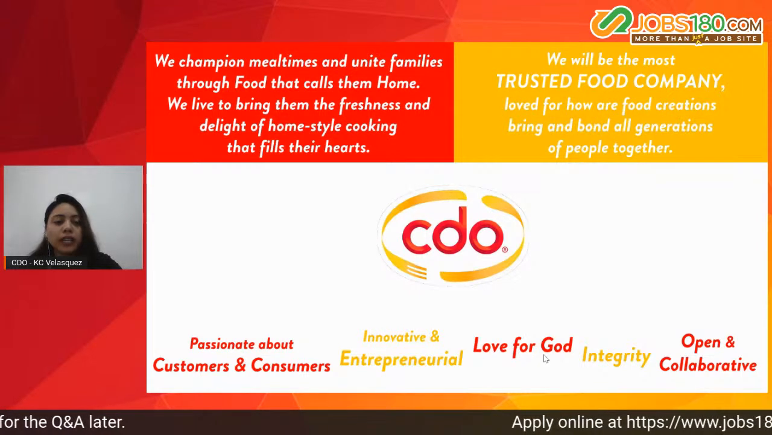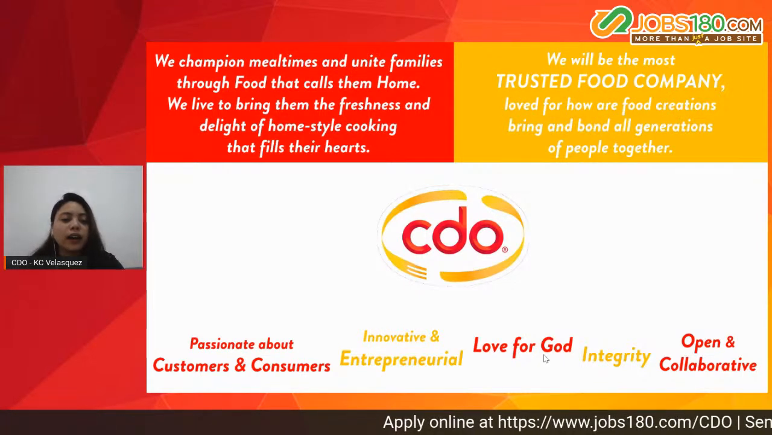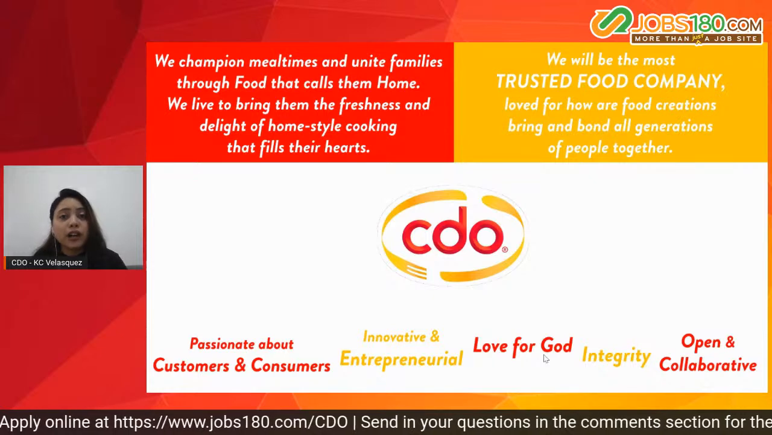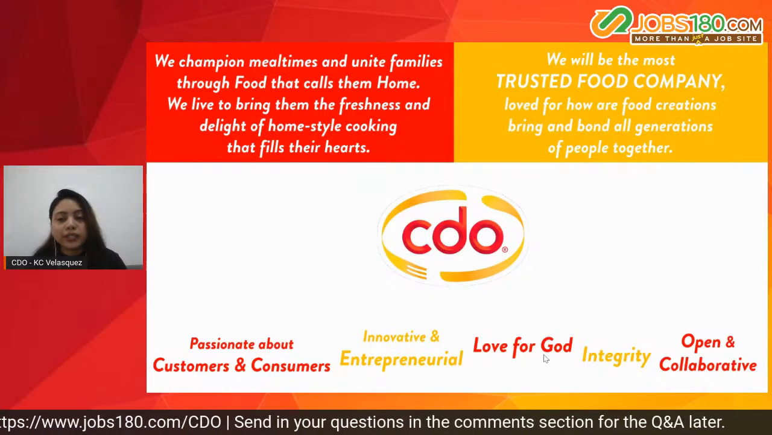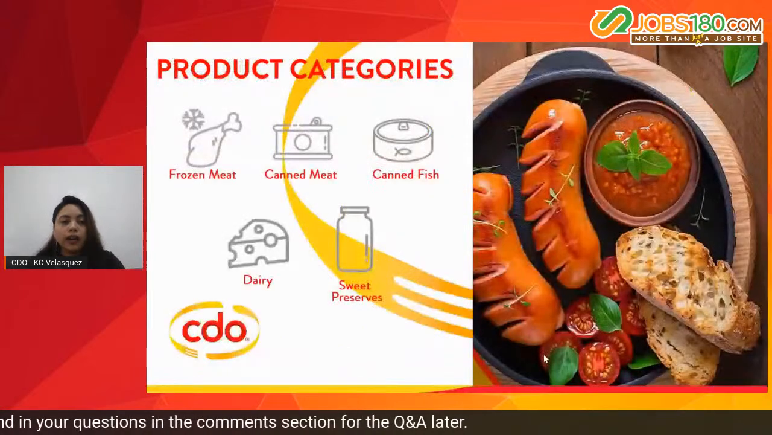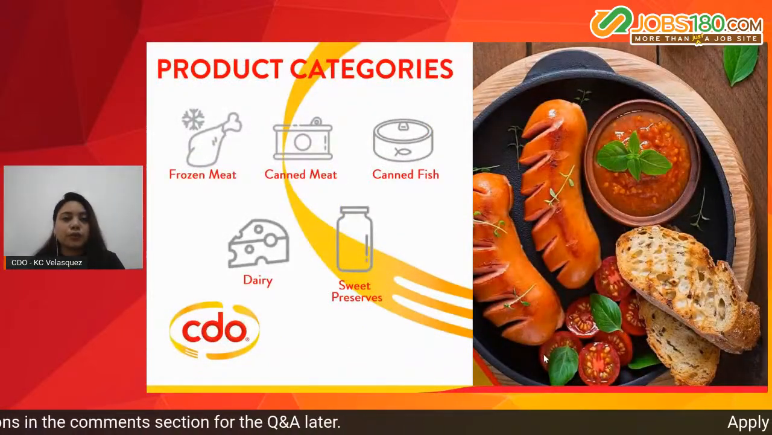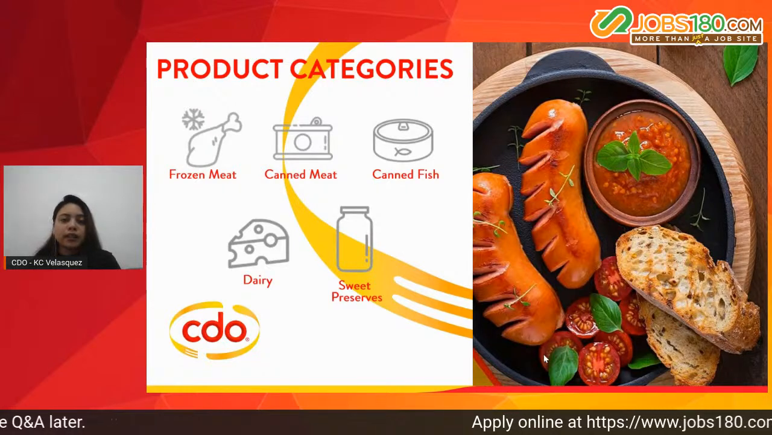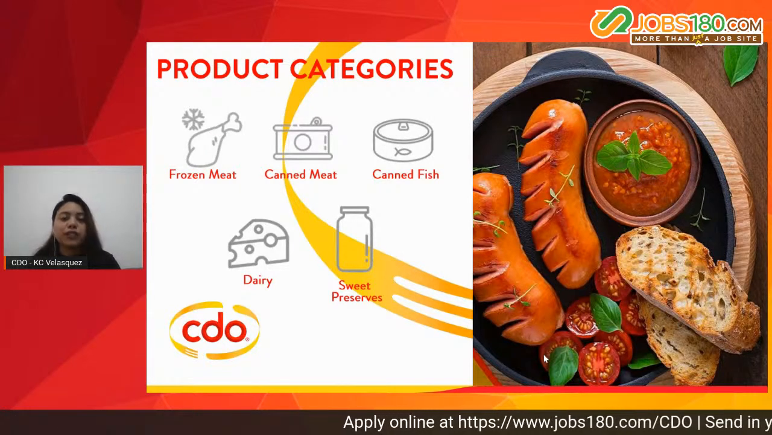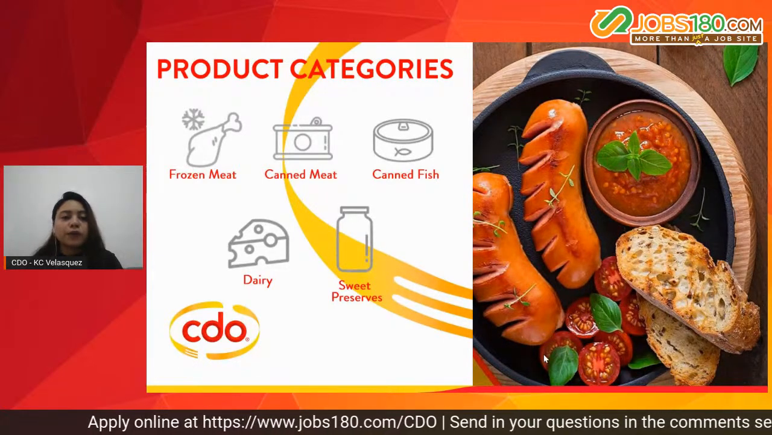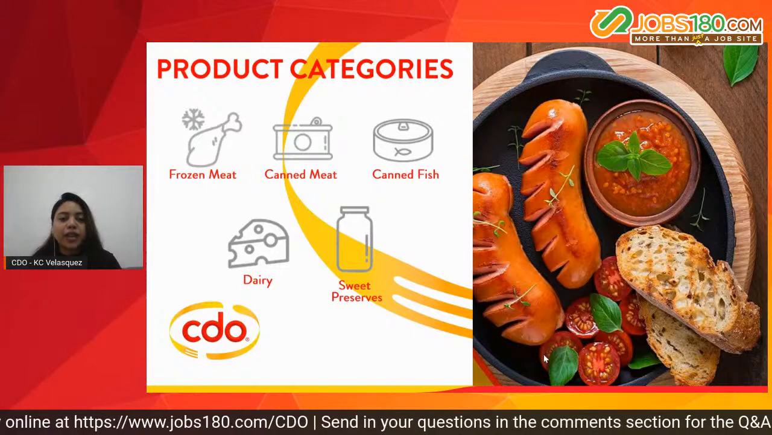So one is passionate about customers and consumers, innovative and entrepreneurial. We have love for God. We value integrity and also open and collaborative. Product categories. So, as I've mentioned, meat processing kami. And these are the products that we ventured out. Medyo bago na si dairy and sweet preserves, no? Frozen meat, canned fish, dairy, and sweet preserves.